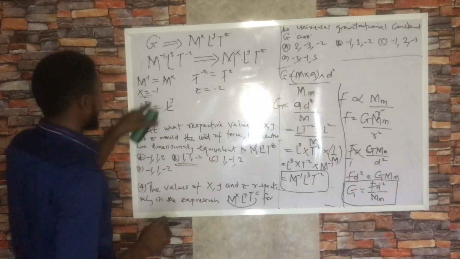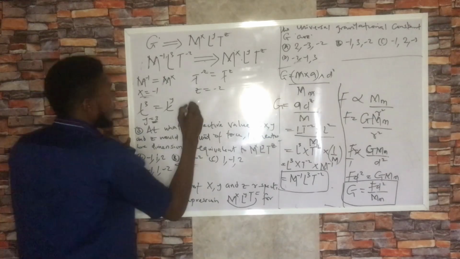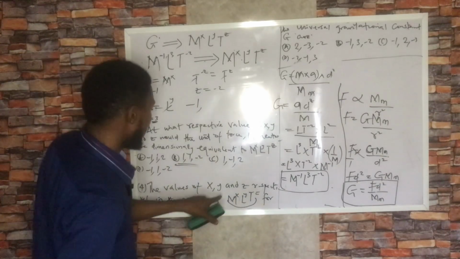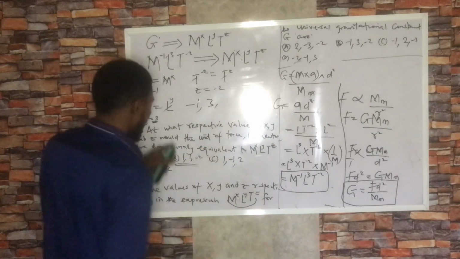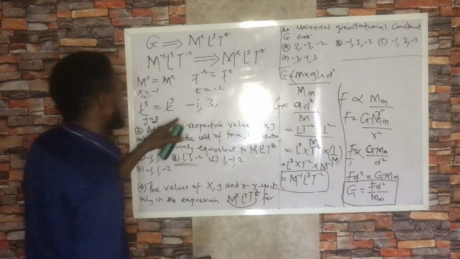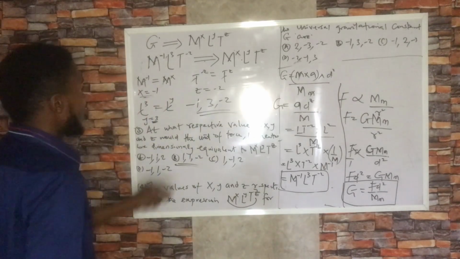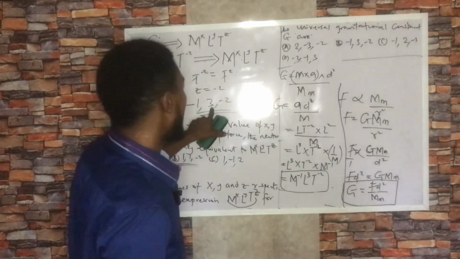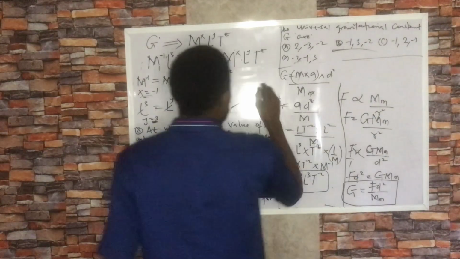So your x, y, and z now. What's our x? We have -1. What's our y? Our y here is 3. Then what is our z here? We have -2. You get it now? -1, 3, -2. And that is option B. So this is how to do it.